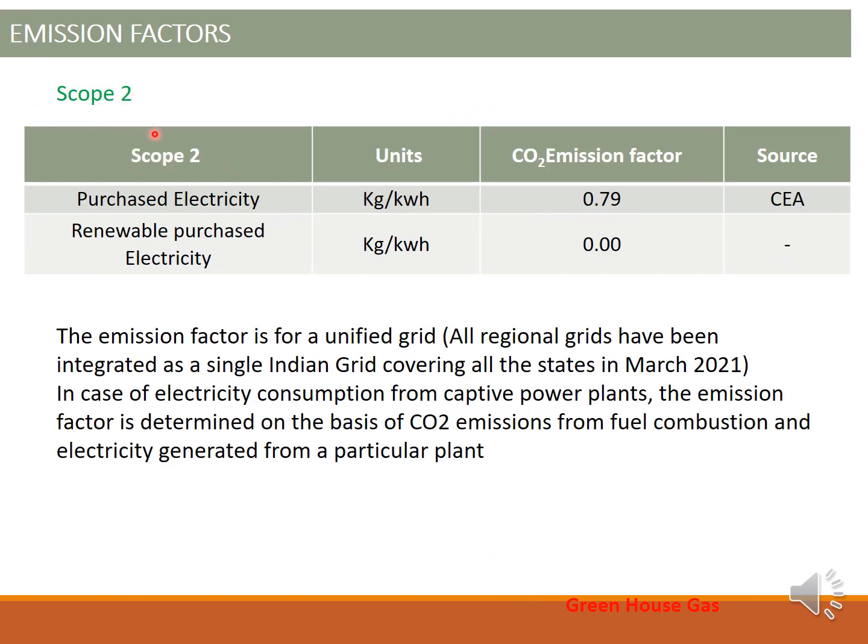Scope 2. In Scope 2, generally we purchase electricity from outside. In India, generally a unified grid is there. For the unified grid, the CEA, Central Electricity Authority, provides the emission factor. Now, in 2024, the emission factor they have provided is 0.71. So we have to see the latest reports. The emission factor is for the unified grid.